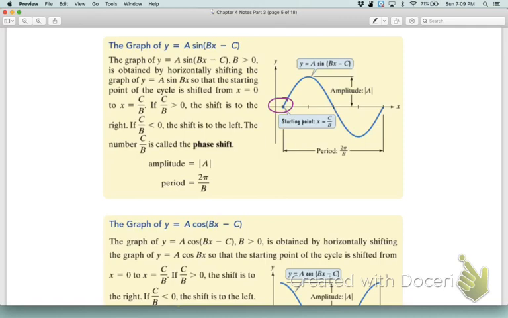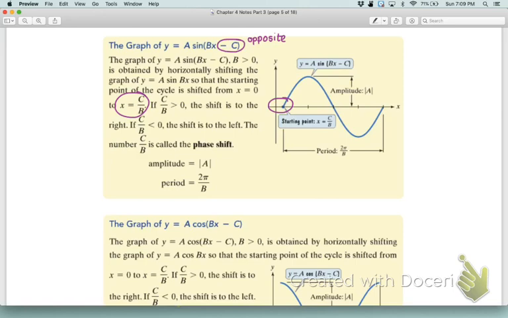So the way that we calculate the phase shift is we take C divided by B. And remember I said before, B always goes on the bottom. So it's 2 pi divided by B to get the period, and then it's C divided by B to determine the phase shift. Also notice, now we've seen this several times before, the formula has a minus in it, so that means you always have to flip C to its opposite. So if that said 2x minus pi, then the value of C would be pi, not negative pi.